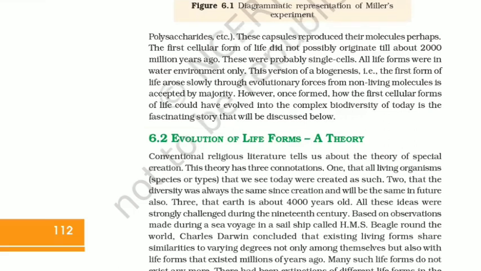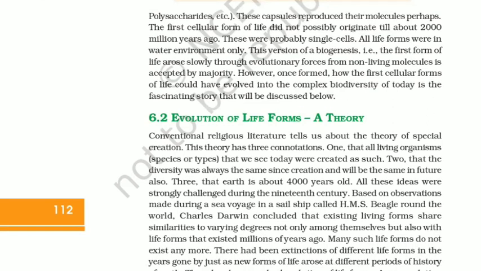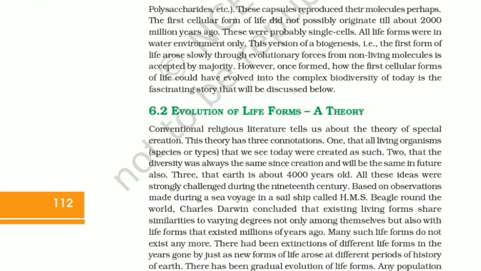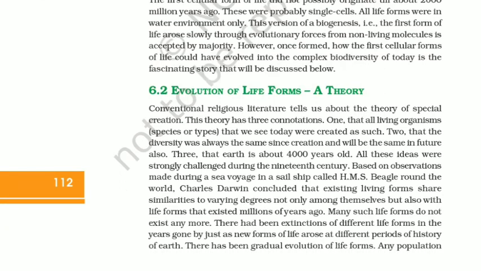These were probably single cells. All life forms were in water environment only. This version of abiogenesis, that is the first form of life, arose slowly through evolutionary process from non-living molecules, is accepted by the majority. However, once formed, how the first cellular forms of life could have evolved into the complex biodiversity of today is the fascinating story that will be discussed below.